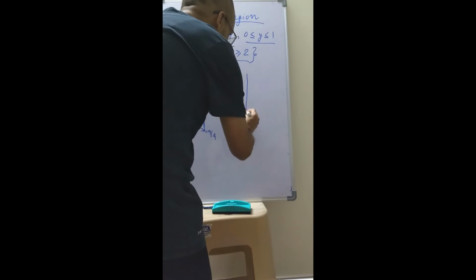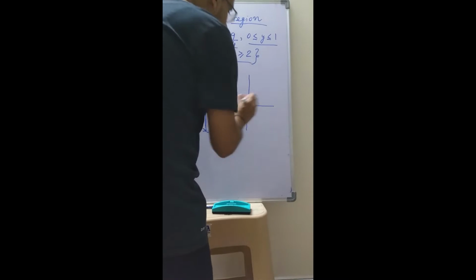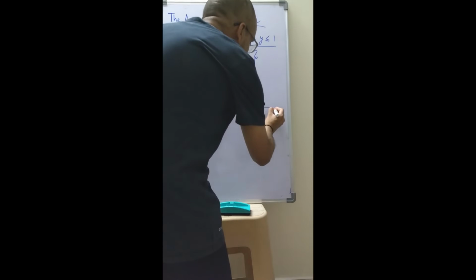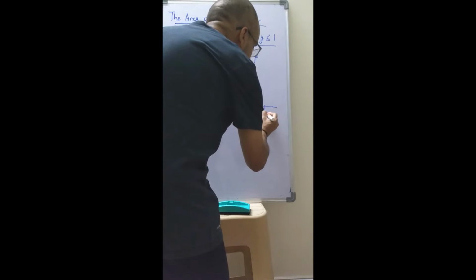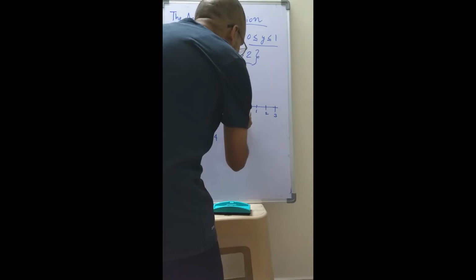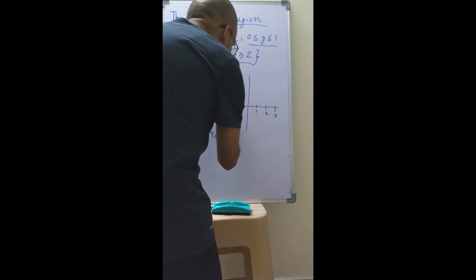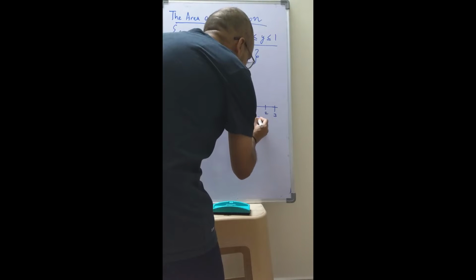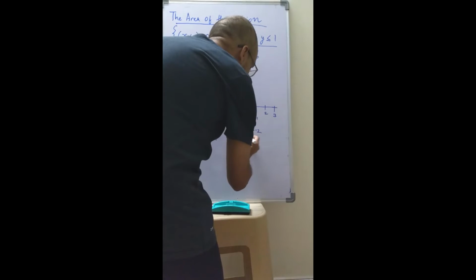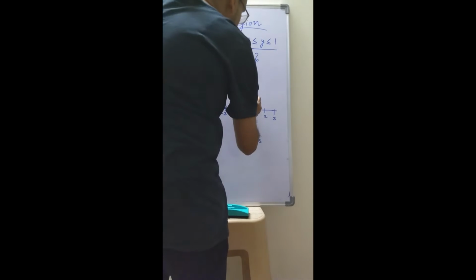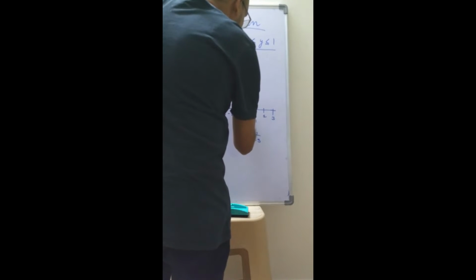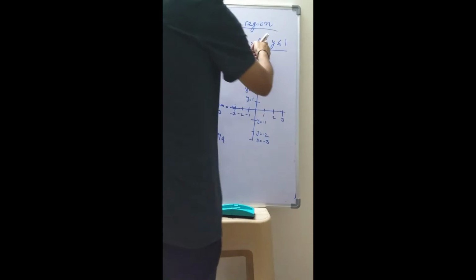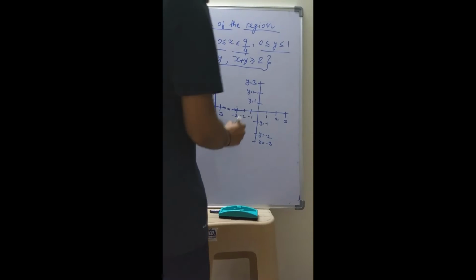Now let's look at the second equation, right? What does the second equation say? It is 0 < y ≤ 1, right? So this is 1, this is 2, this is 3. This is x equals minus 1, x equals minus 2, and x equals minus 3. y equals minus 1, y equals minus 2, y equals minus 3, y equals 1, y equals 2, y equals 3. What does it say? 0 < y ≤ 1, right?